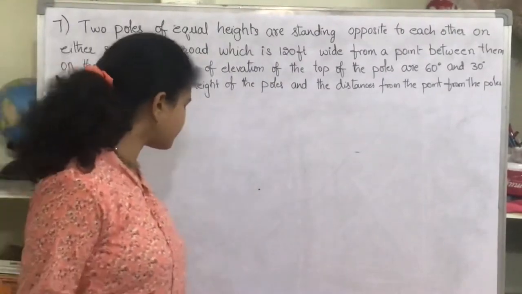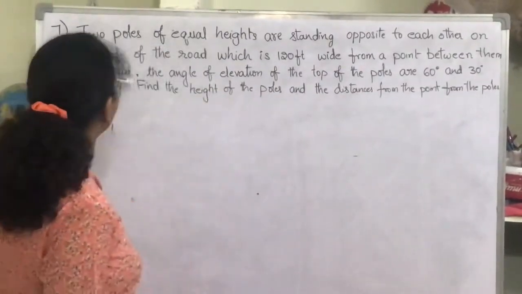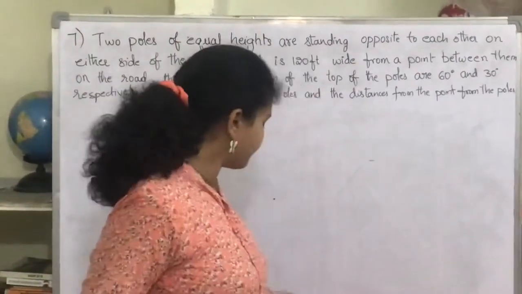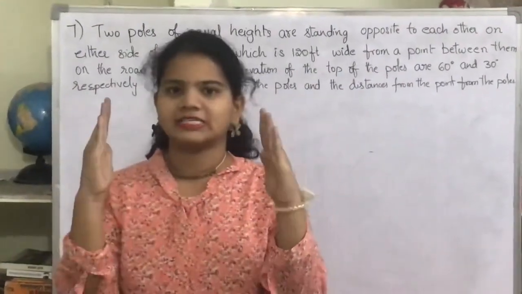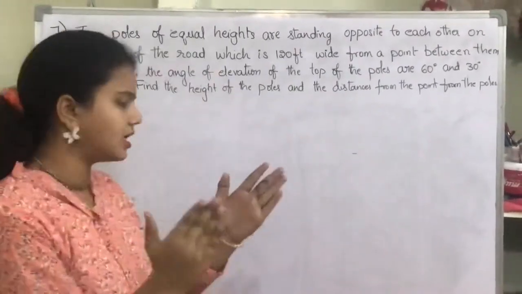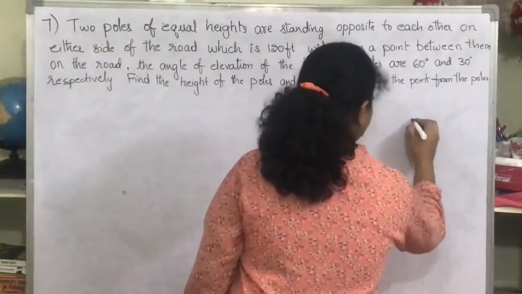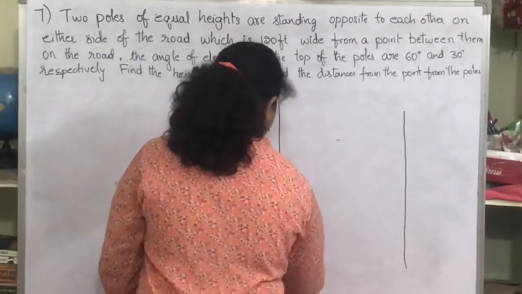Now here we need to find the height of the poles. Here it is mentioned that two poles of equal heights are standing opposite to each other. So let's draw the diagram by the given data. Here I have a pole and this will be the second.